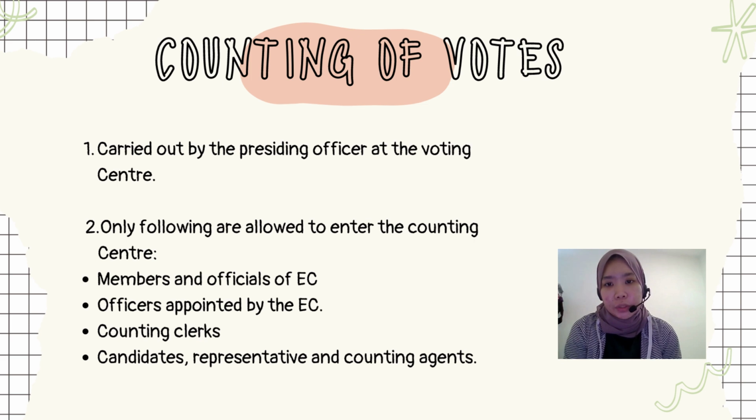For counting of votes, it is carried out by the presiding officer at the voting center, and only the following members are allowed to enter the counting center: members and officials of the Election Commission, officers appointed by the Election Commission, counting clerks, candidates and representatives, and counting agents.